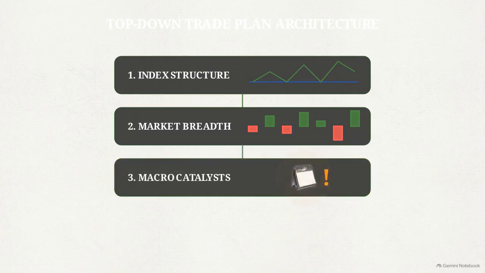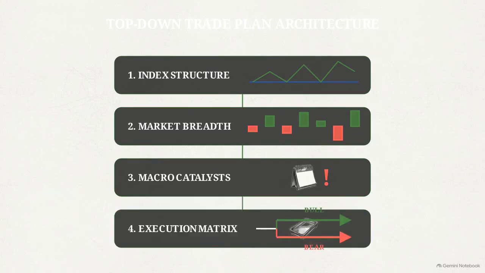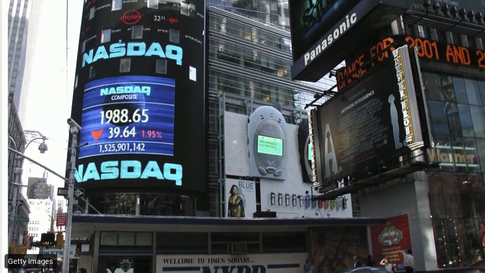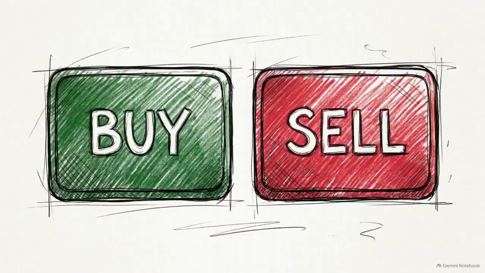Step 3 maps the macro catalysts. These are the scheduled data releases that carry enough institutional weight to instantly invalidate our technical setups. Finally, Step 4 takes all that data to build an objective if-then strategic execution matrix. Following this rigid architecture removes personal bias and mentally prepares you to react to binary market outcomes.